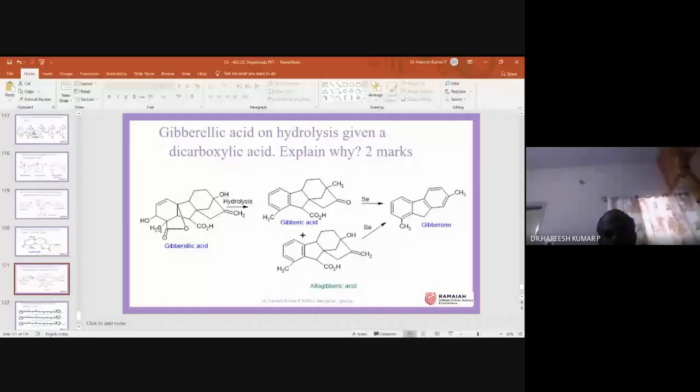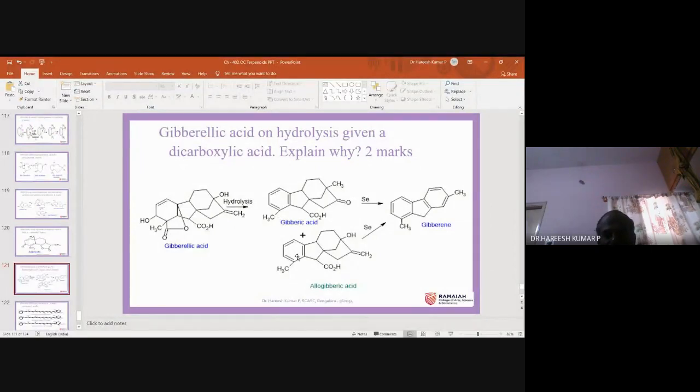Gibberellic acid on hydrolysis gives two products. One is gibberic acid, another one is halogibberic acid. So what is the difference here? You know what a lactone is. The lactone is hydrolyzed, and in addition to the hydrolysis, ring A is converted into an aromatic moiety. So you can observe that this is aromatic, and this is also aromatic.